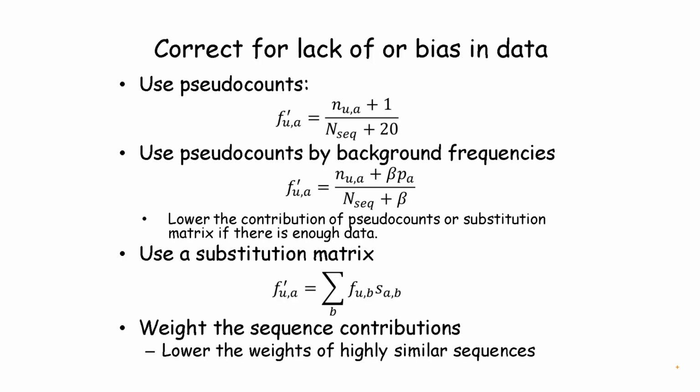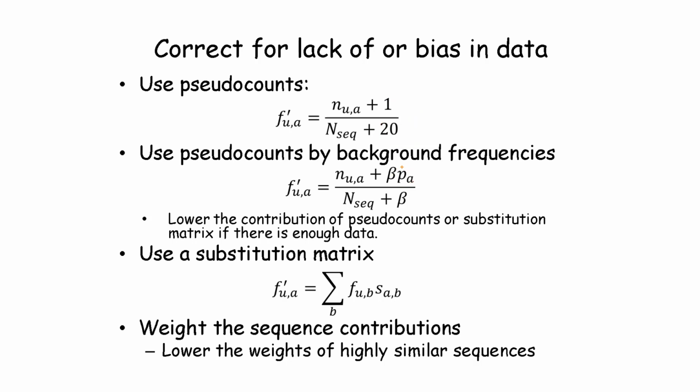Mathematically, using pseudo-counts is equivalent to adding 1 to the count of each amino acid in a column and adding 20 to account for the total number of fake amino acids we have added. Some may argue that using a pseudo-count of 1 for every amino acid is not a good idea, because we are implying that the amino acids occur in equal quantities in nature. A solution to this is to make the pseudo-count weighted by the background frequencies of the amino acids.